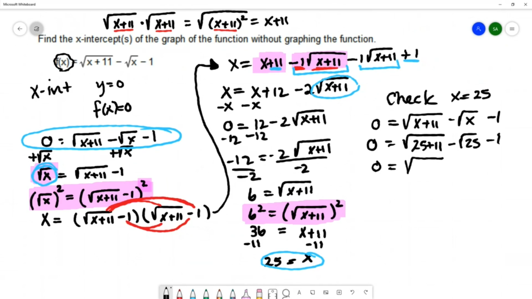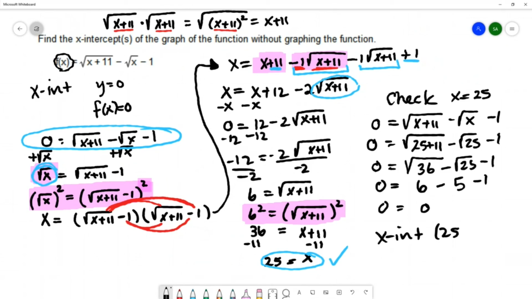Square root of 25 plus 11. 25 plus 11 is 36. Square root of 36 is 6. Square root of 25 is 5. And I have 6 minus 5, which is 1, minus 1, which is 0. So this is a solution to our equation. And so we're going to keep it. And this is our x-intercept. We have an x-intercept of 25, 0.